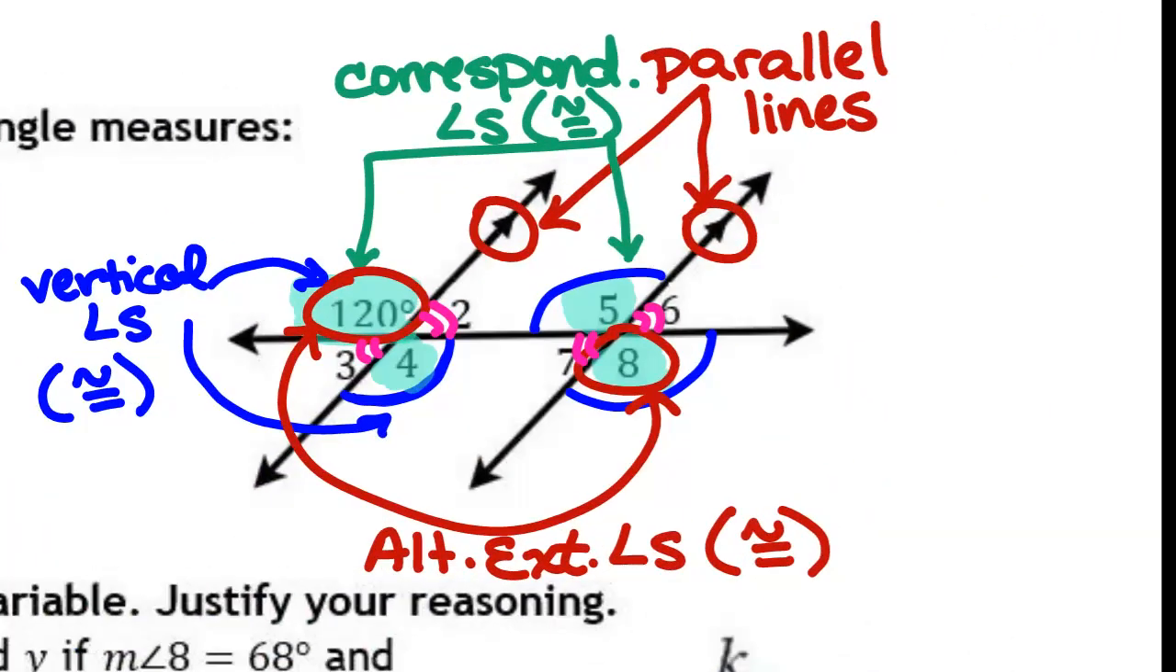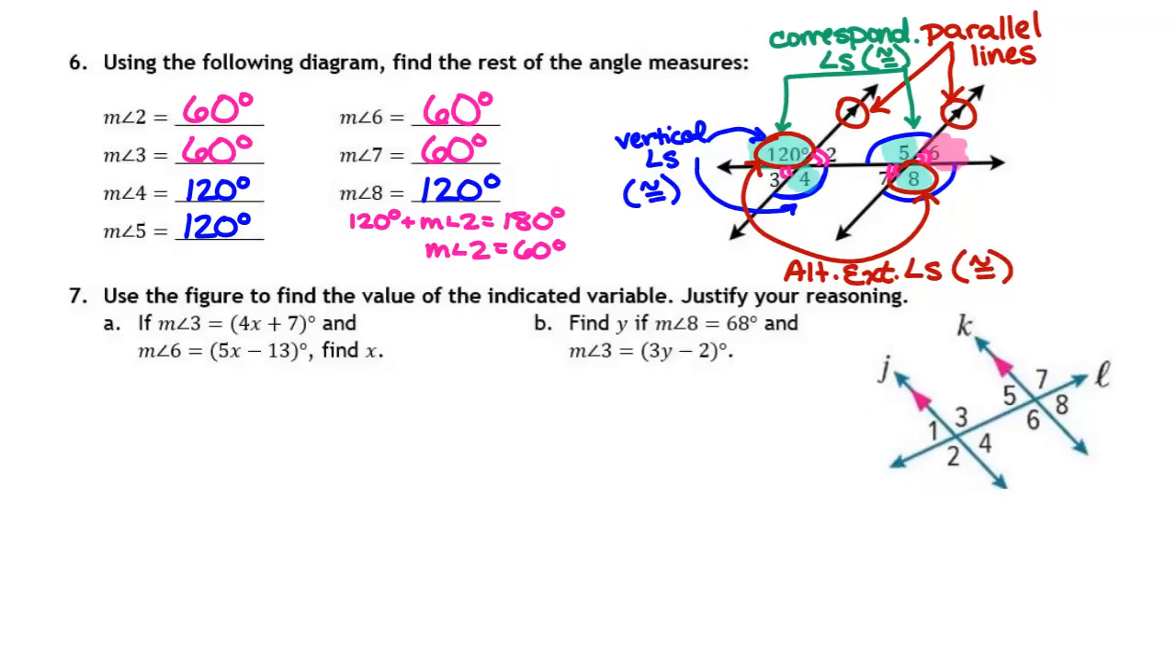So what do you say about the consecutive exterior angles? Consecutive exterior, the 120-degree angle and angle 6. Do you see how they're both exterior angles? But they're on the same side of the transversal. They're both on the top of the transversal. Consecutive exterior angles are supplementary. They add to 180. Same thing for consecutive interior angles. They're also supplementary. They add to 180.